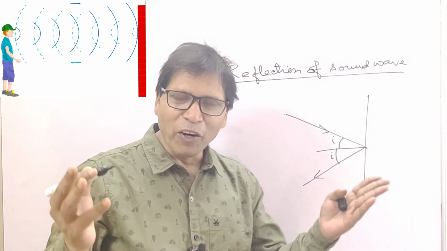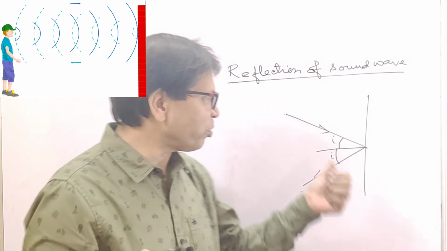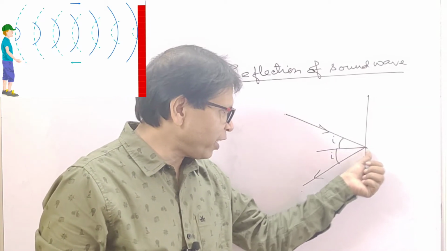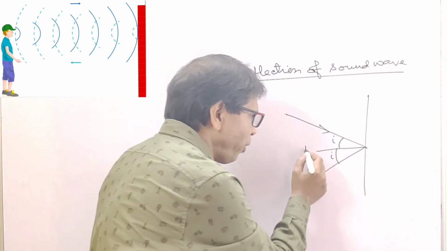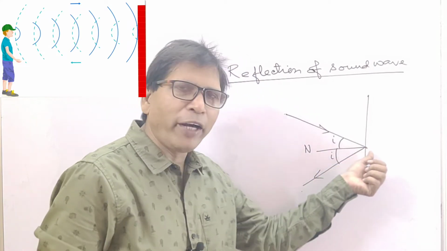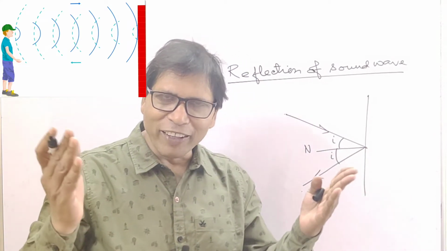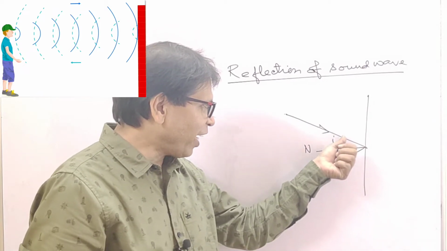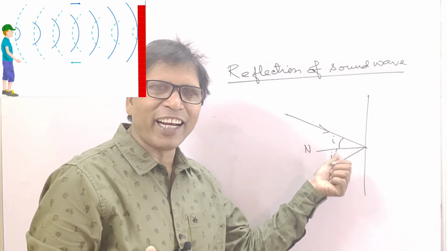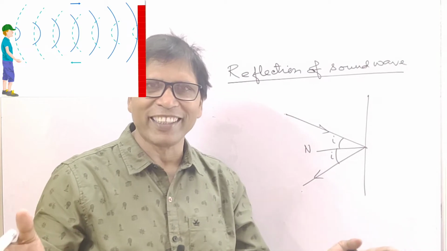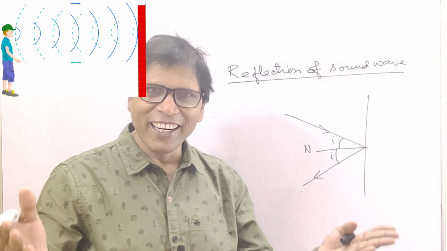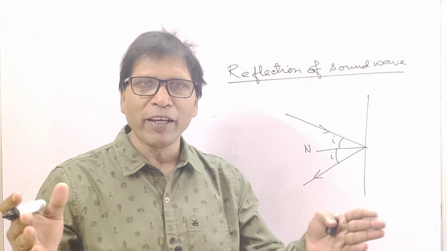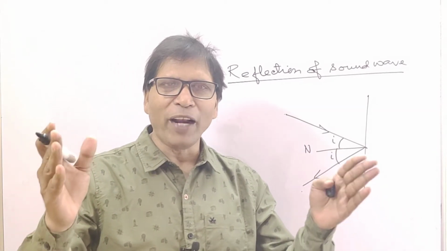Now, laws of reflection of sound wave. First, incident sound wave, reflected sound wave, and normal at the point of incidence lie on the same plane. And second law, angle of incidence is equal to angle of reflection. Understood?